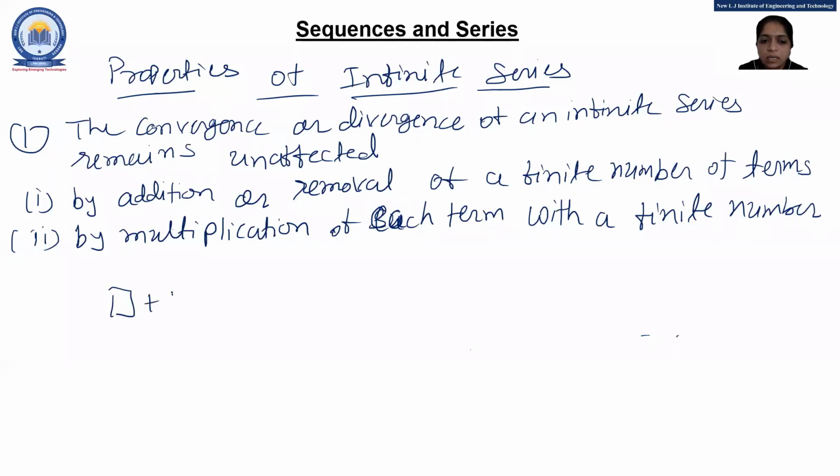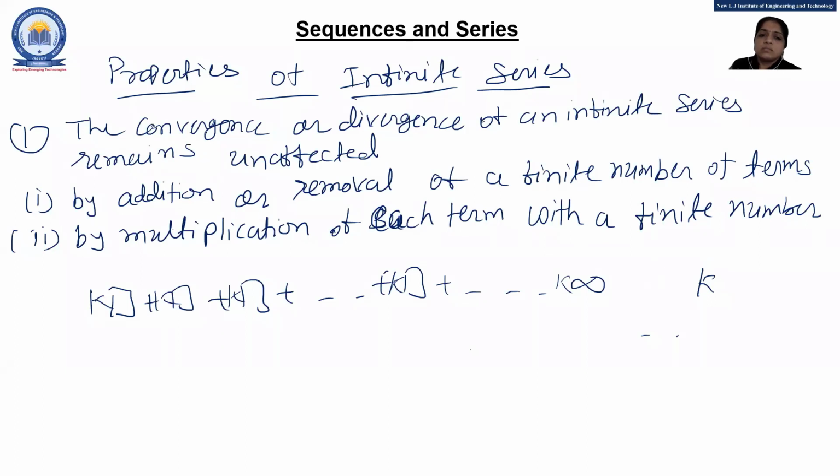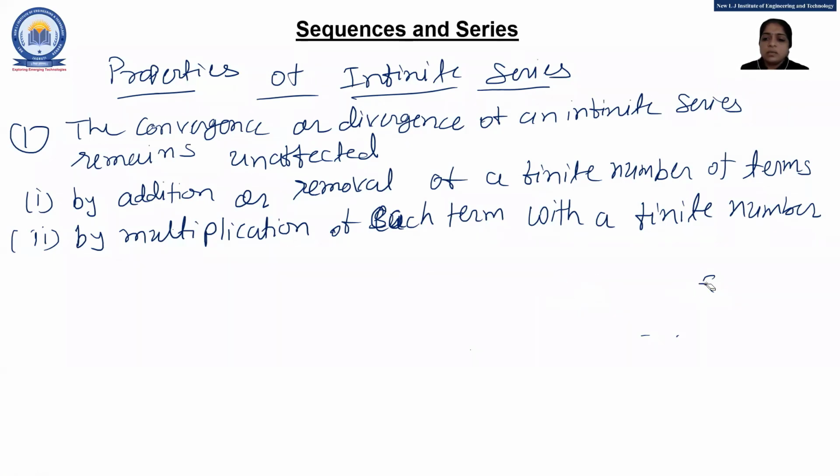It means, again, if we have any infinite series and if we multiply each term with any finite number k, then the convergence or divergence of that series remains unaffected. Okay, so these two properties please keep in your head. Now the next property is number 2.